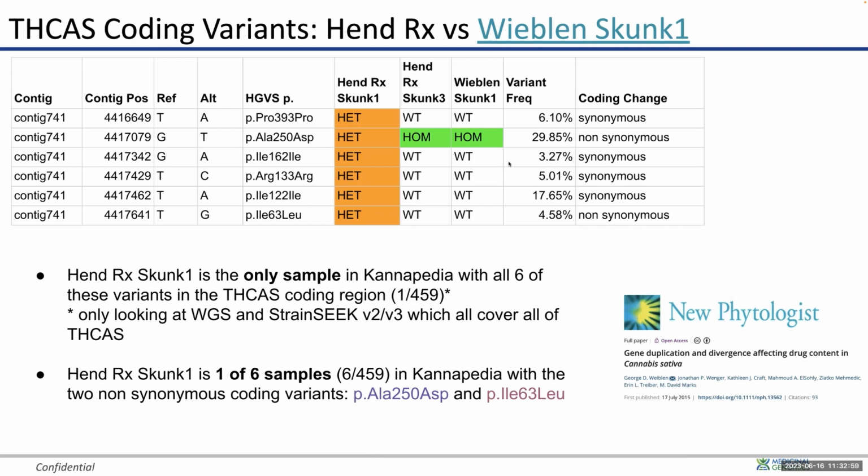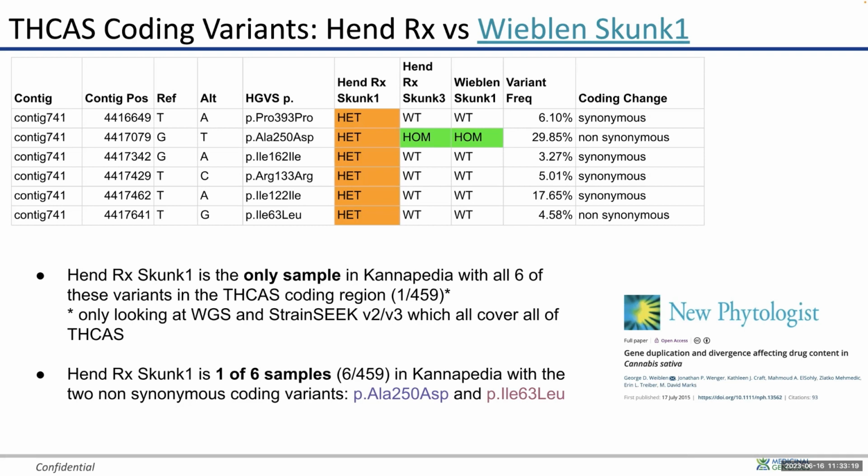Okay, Daniel. Now I also have this other column I didn't explain, which is the variant frequency. And that tells you how common that individual variant is in all of the samples we have in Canopedia, the 459 I looked at where we do have complete coverage of the THC synthase gene.